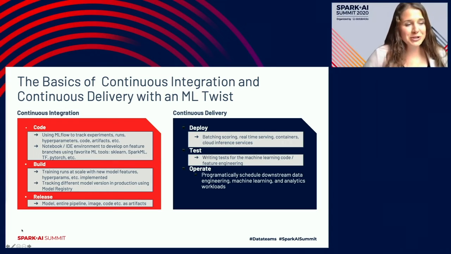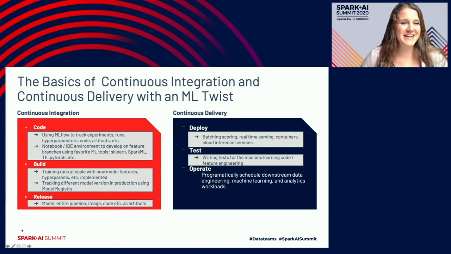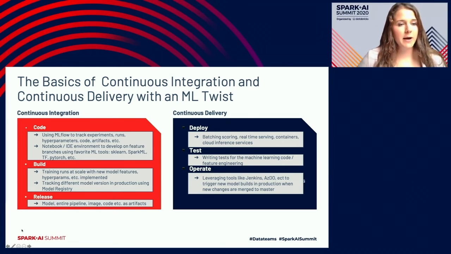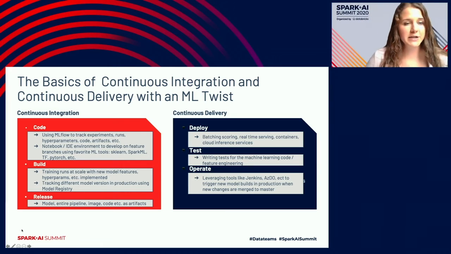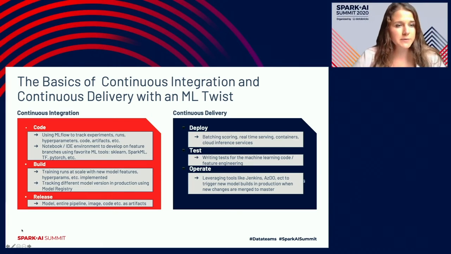So you should, in an ideal world, be writing tests for all your machine learning code and feature engineering to make sure that as you're delivering this, you're not breaking anything else downstream. And then lastly, for operate, this is where, again, you can leverage tools like Jenkins and Azure DevOps, et cetera, to trigger new model builds based on any trigger that you want to define.